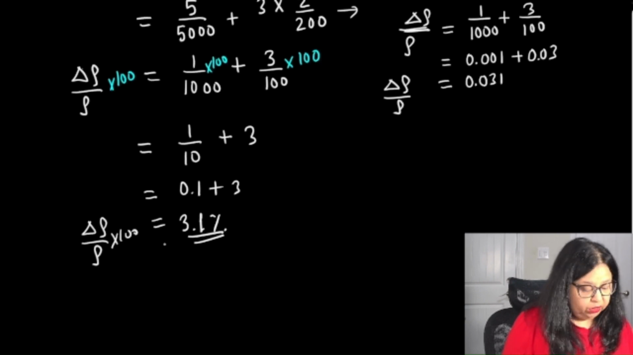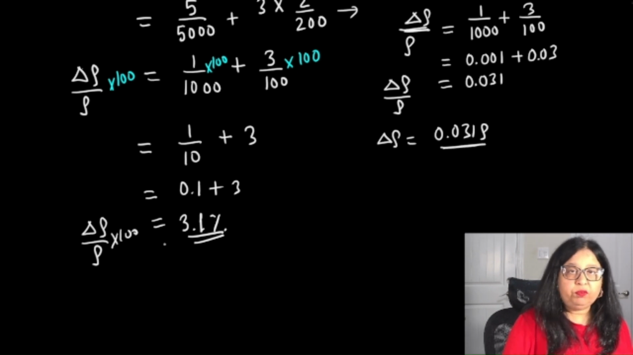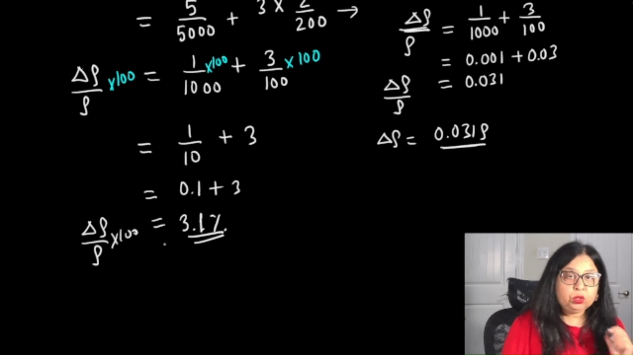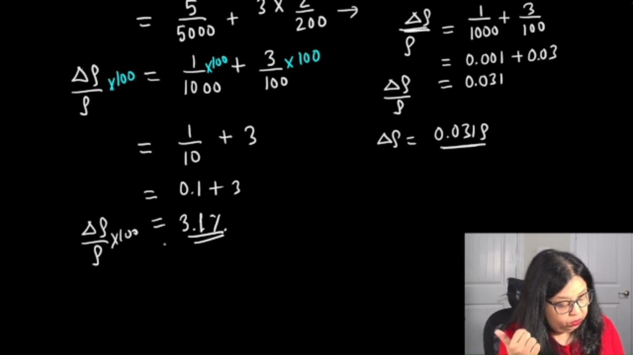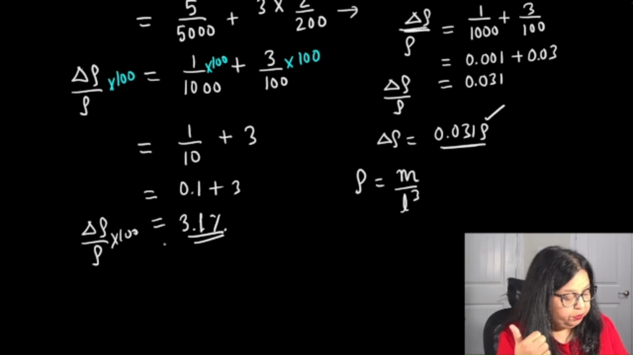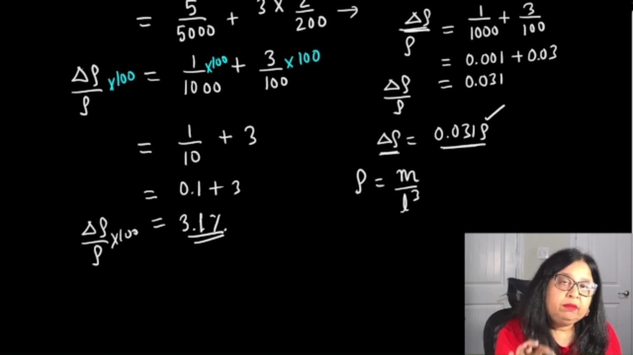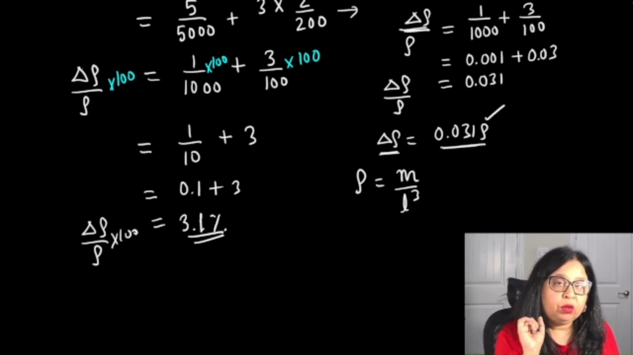You want to solve for delta rho? Alright. Delta rho is 0.031 times rho. Go ahead and solve for rho. Can you solve for rho? Sure you can. You have the value of mass m and you have the value of the length L. So go ahead and solve for rho. Once you have the value of rho, substitute that in here and you can solve for delta rho. I'll leave this up to you to show what the value of delta rho is. Figure this out on your own.